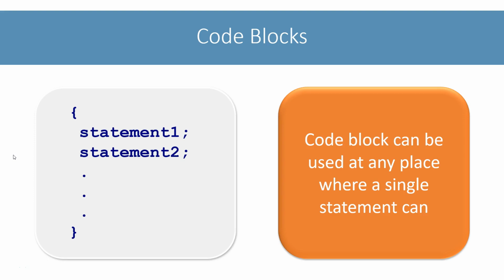You can group two or more statements together by enclosing them between opening and closing curly braces. Such a group of statements is called a code block. Consider a code block as a logical unit that can be used at any place where a single statement can. The best way to demonstrate code blocks are the if and for statements we just learned. So let's go to BlueJ and see code blocks in practice.